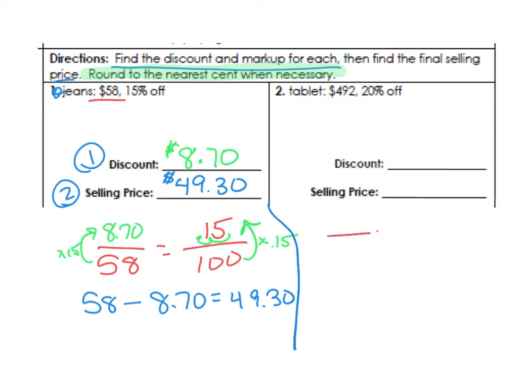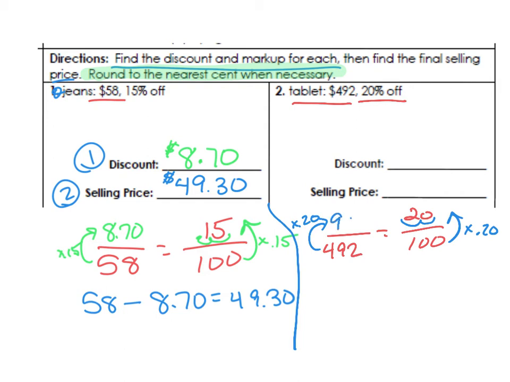Let's do it again. Start out with our percent proportion. Our percent is 20% off. Our tablet is selling for $492. So we're going to do the math, and I'm going to multiply it by 0.20 because, again, we moved the decimal over twice. So $492 times our 20%, 0.20. I get $98.04, but we're going to make it into dollars and cents.